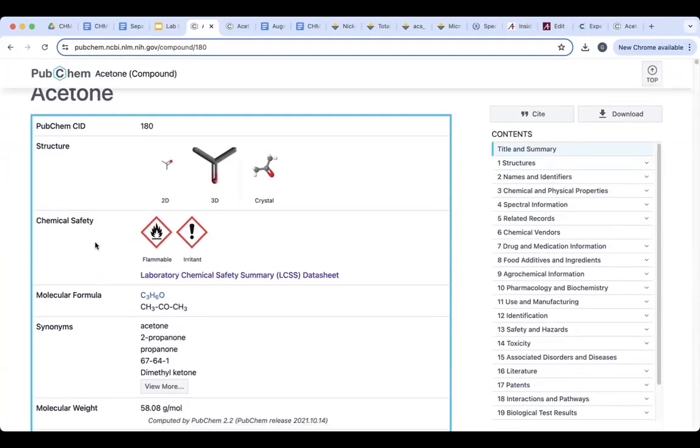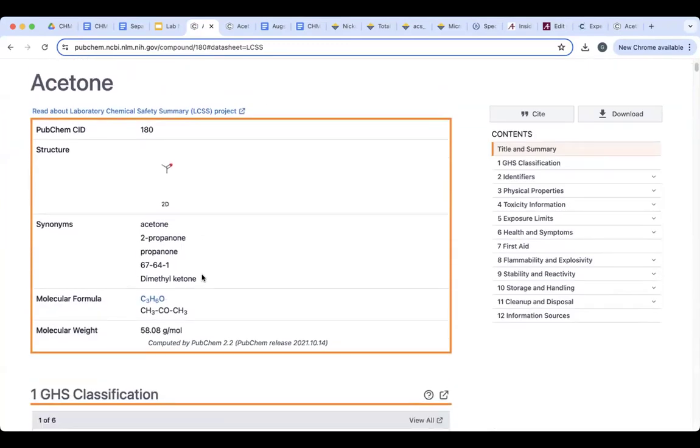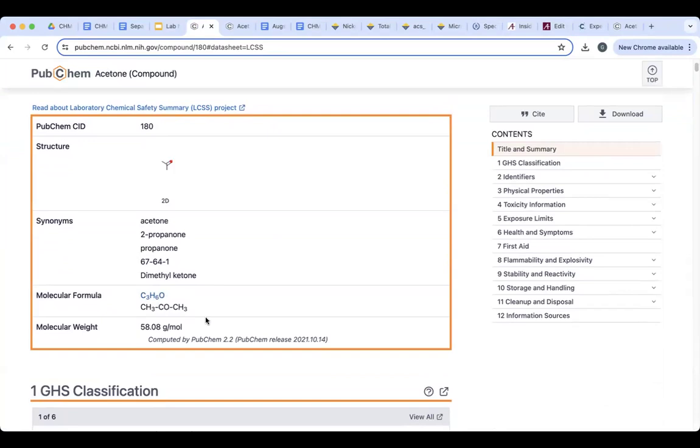But notice immediately we have chemical safety. This is what you'll write down in your table. Acetone is flammable and is considered an irritant. If we click on this data sheet, we'll get more information such as the molecular formula and the molecular weight. Molecular weight is a good piece of information to include in your lab notebook in case you need to do some immediate conversions in lab.